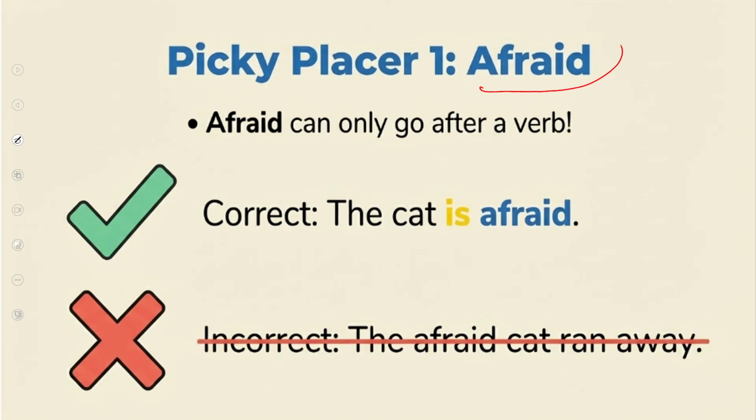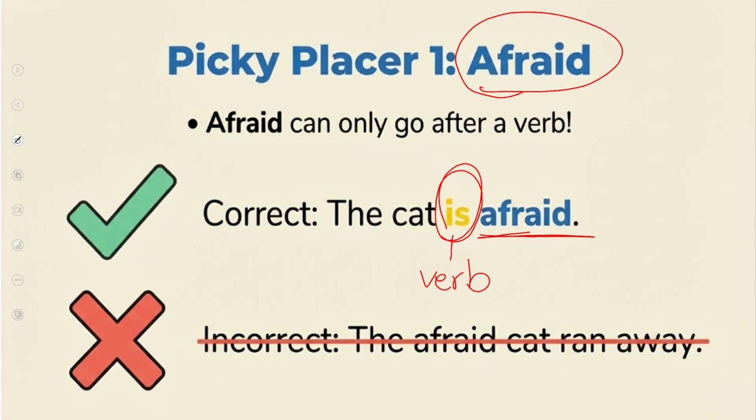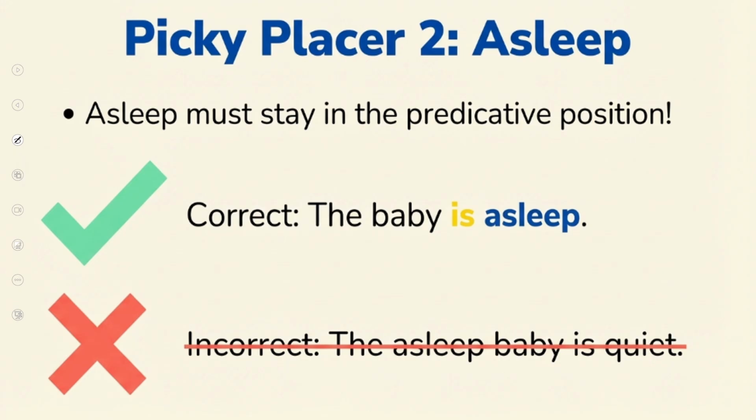Now let's look at this. Afraid. Afraid is an adjective. This adjective always has to come after a verb. We all know is a being verb. So these adjectives always come after a verb. So the cat is afraid is correct. But if you say the afraid cat ran away, it is incorrect because afraid wants a verb before it. Got it?